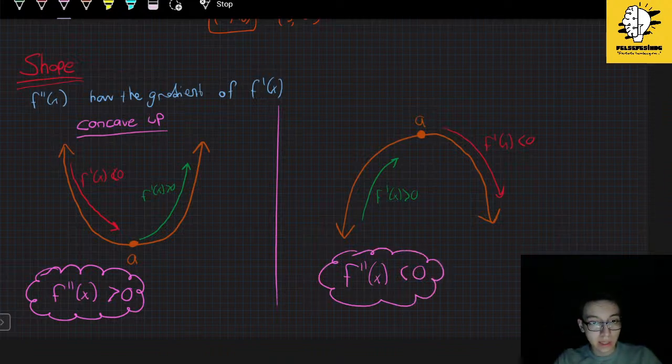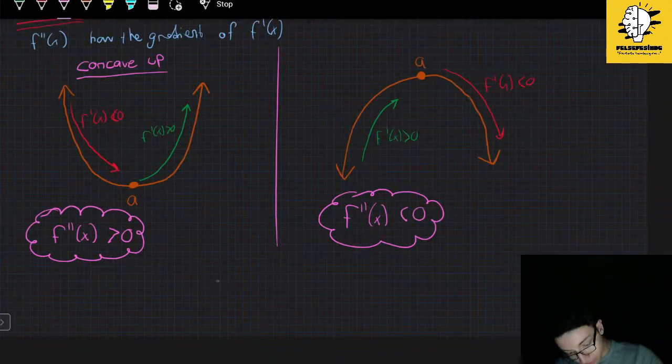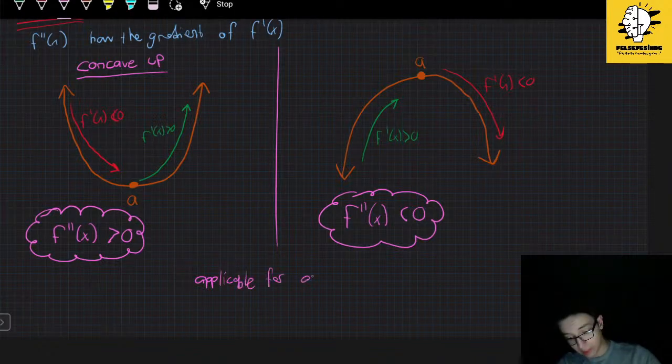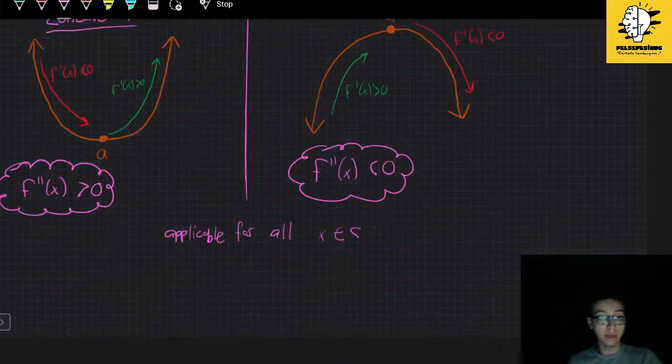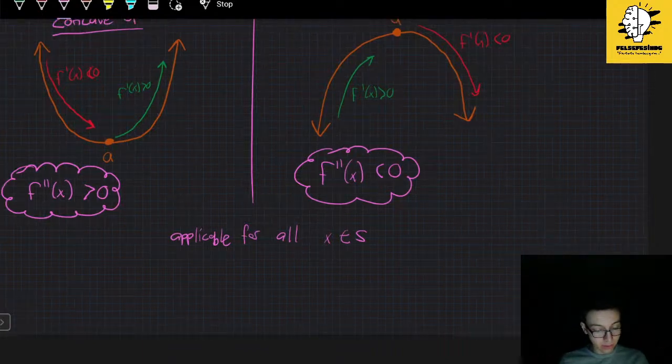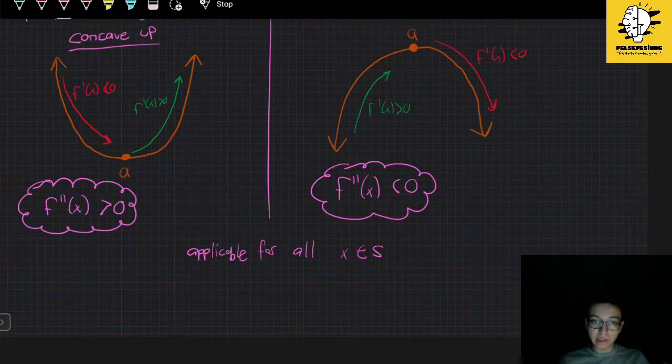And I will be using them in the parts where I will solve some questions. By the way, we can say that this is applicable for all x being an element of S. This is an important concept. Anything that I'm missing again? We will check the second derivative to identify our shapes in a better way. I think no missing points.